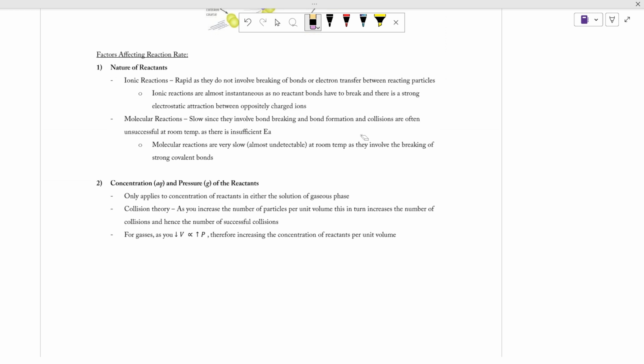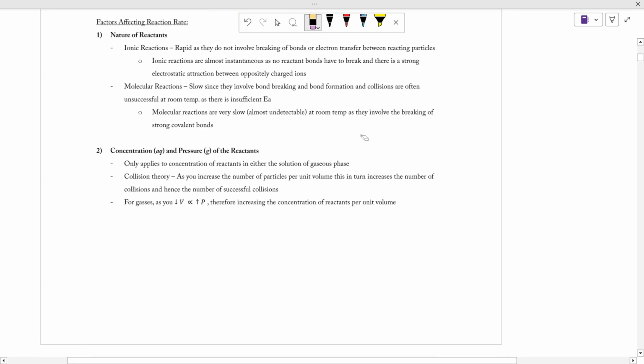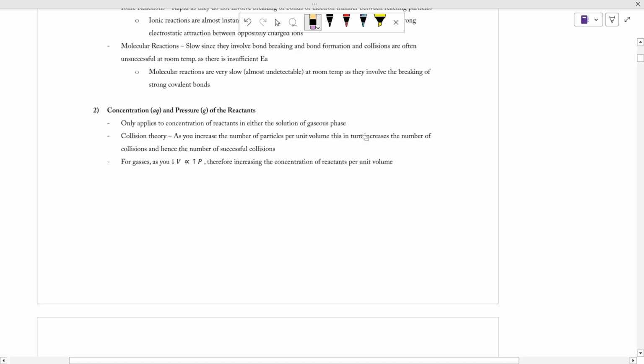So going back to collision theory, because we always go back to collision theory, as you increase the number of particles per unit volume, this in turn increases the number of collisions and hence the number of successful collisions. So it becomes a bit of a probability game. You want to set up your reactants with as much activation energy as possible, or orient them in a way that increases the chances of them colliding and hence the number of successful collisions.